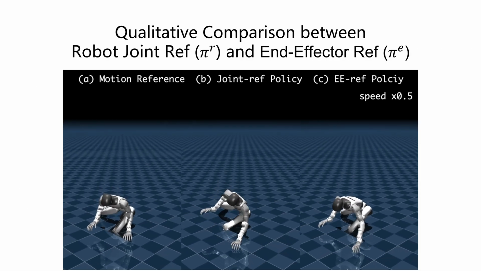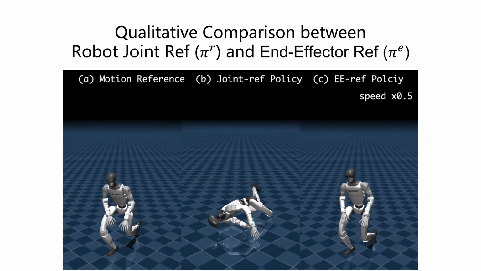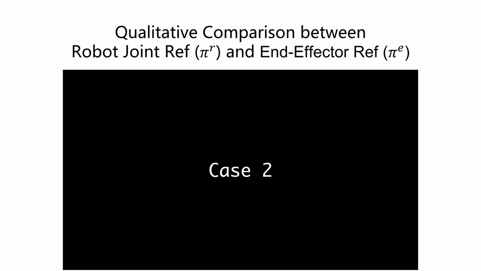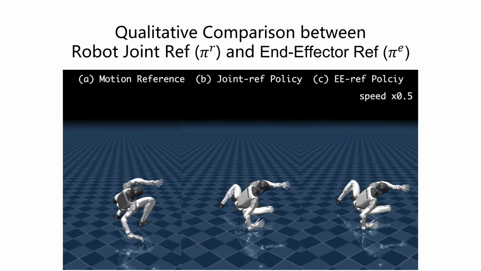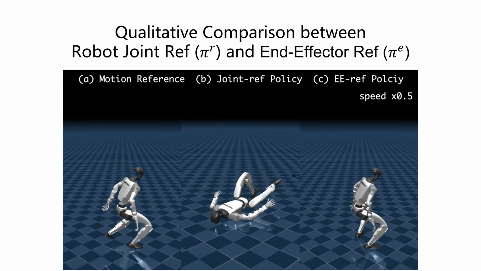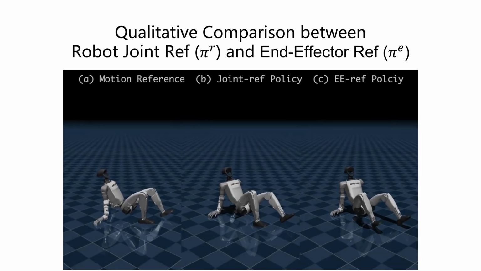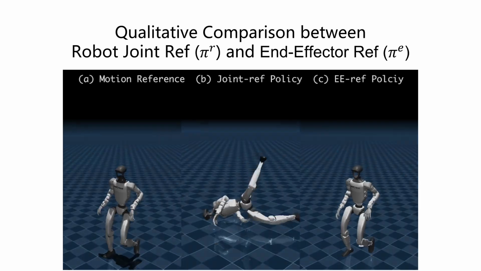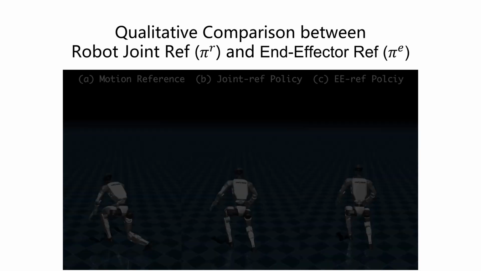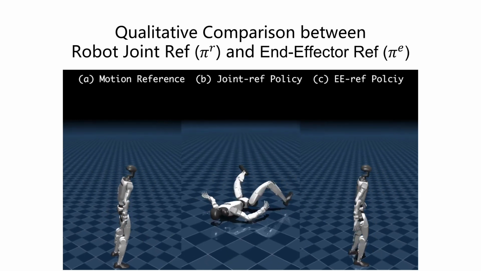To answer the question we posed earlier, we conduct controlled experiments comparing policies trained with different reference modalities. The policy trained with end-effector reference shows stronger robustness than that trained with robot joint reference. We attribute this to kinematic underdeterminacy. This is further supported by the fact that human pose input performs similarly to robot joint input.